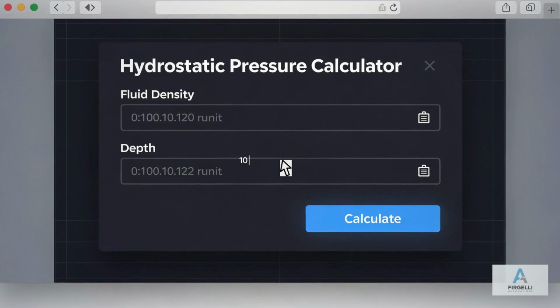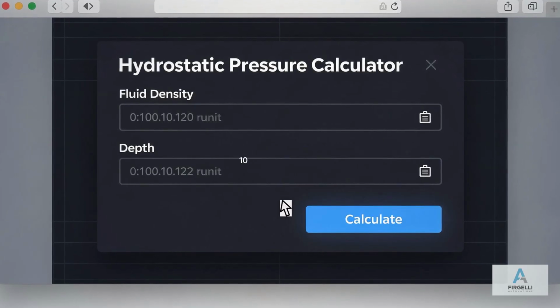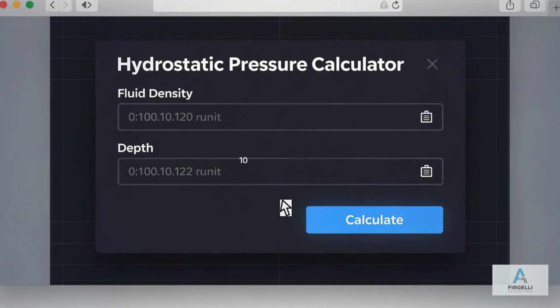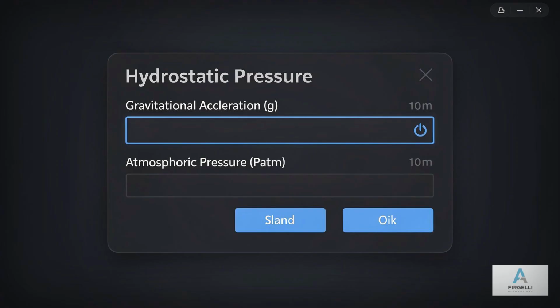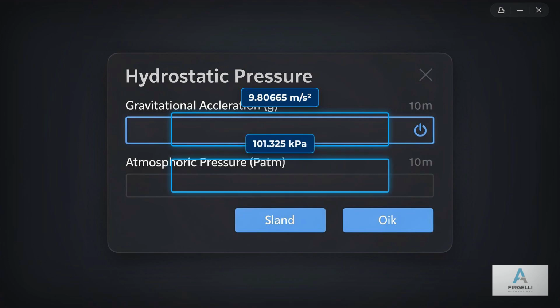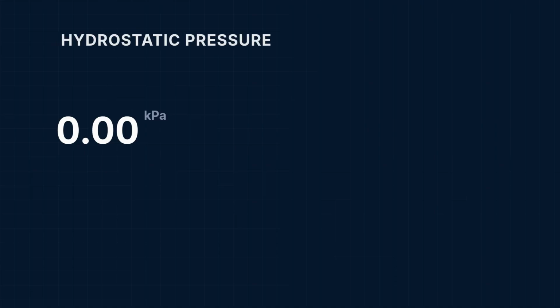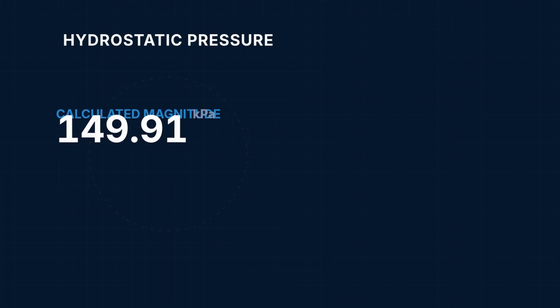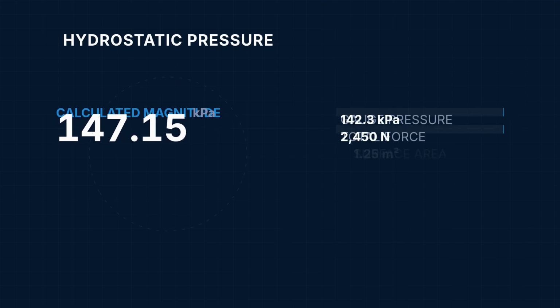I'll enter a depth of 10 meters and use the default fluid density of 1000 kilograms per cubic meter for water. With gravitational acceleration at 9.81 and atmospheric pressure at 101,325 pascals, clicking Calculate will generate results showing the hydrostatic pressure at that depth, along with related parameters like gauge pressure and the total force if a surface area is specified.